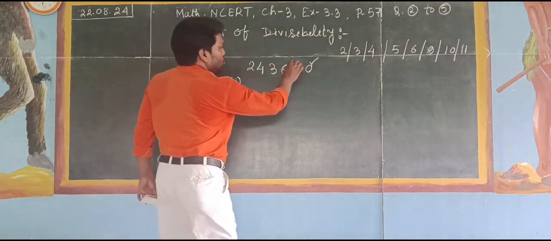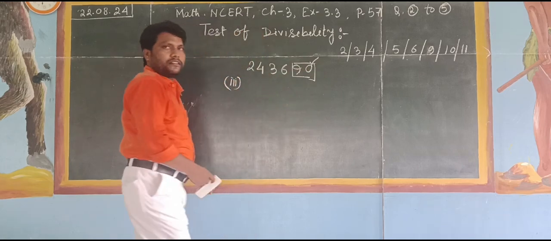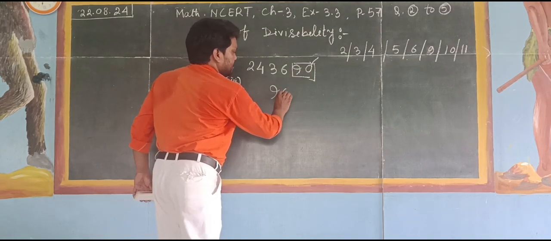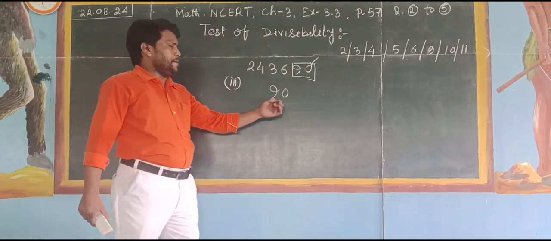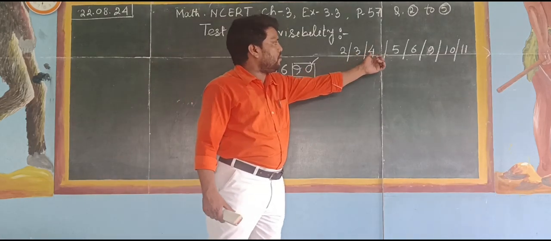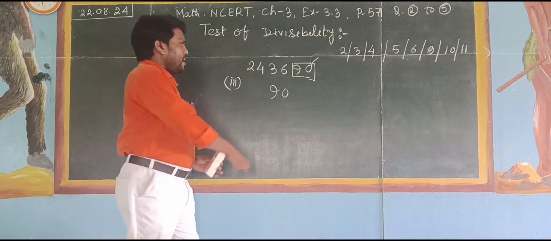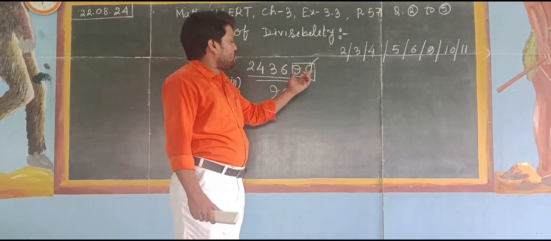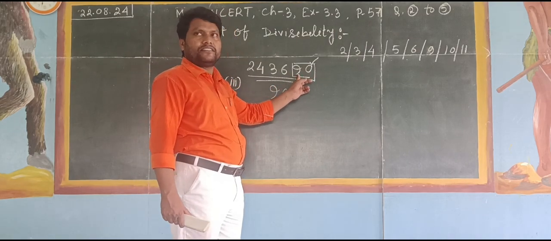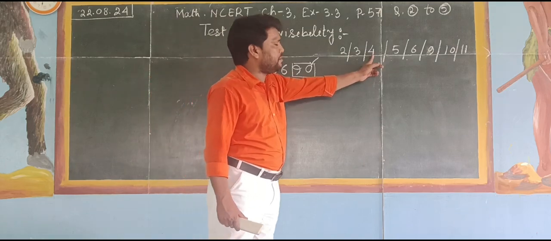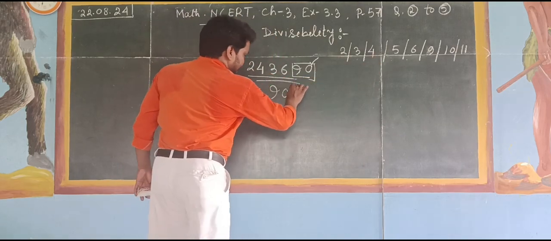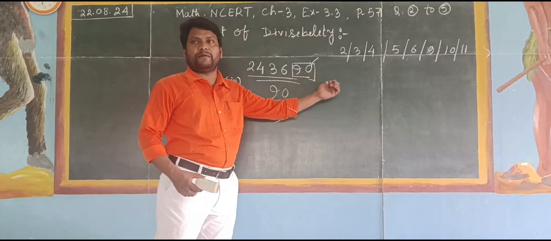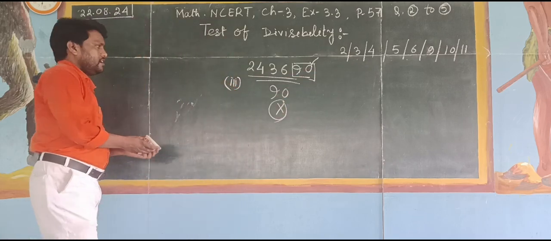Number 3. Look at the digits of the last two places. What is the number? 90. If 90 is divisible by 4, then the number will be divisible by 4. What is the property? At first take the last two digits. What is the number? 90. Can 90 be divisible by 4? No. It cannot be divisible by 4. So, the number is not divisible by 4. Understand? Next.